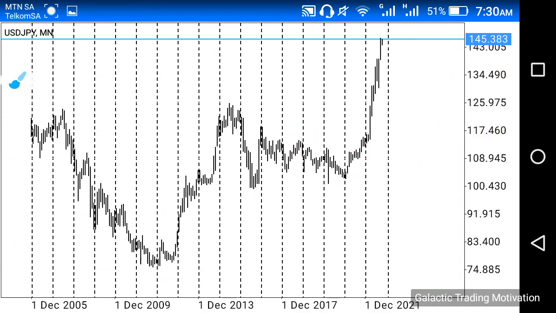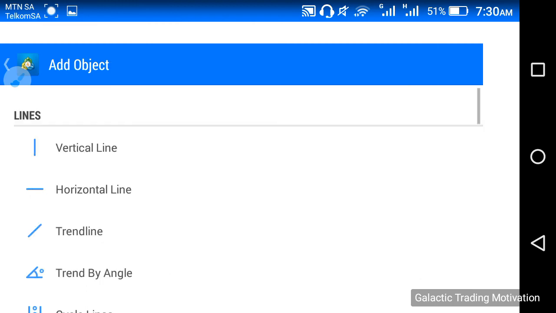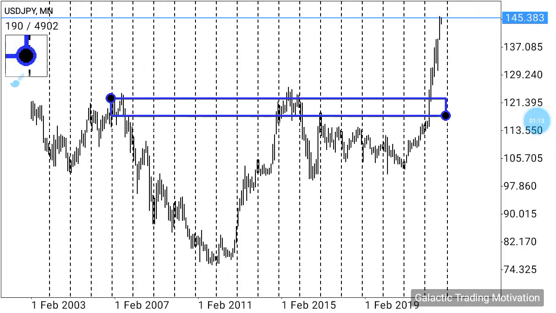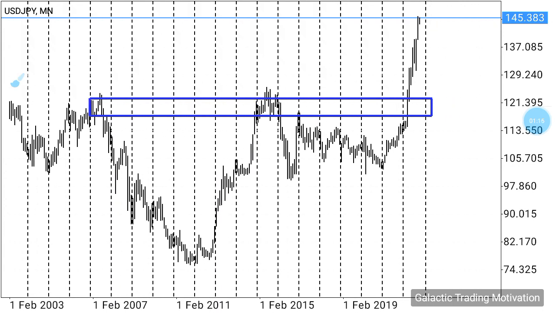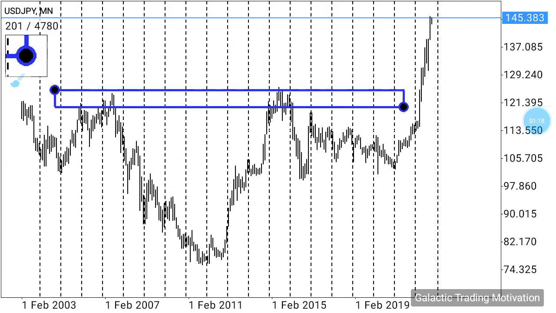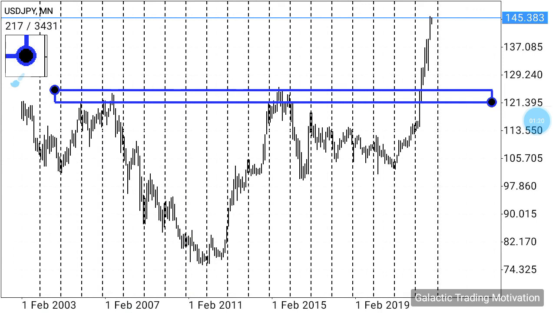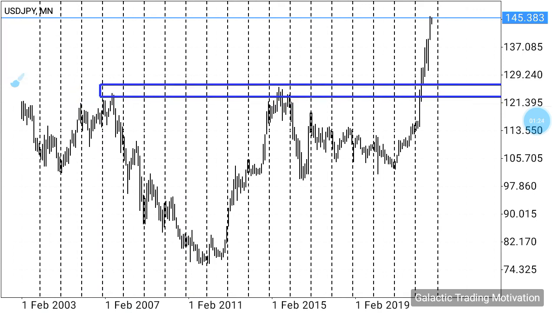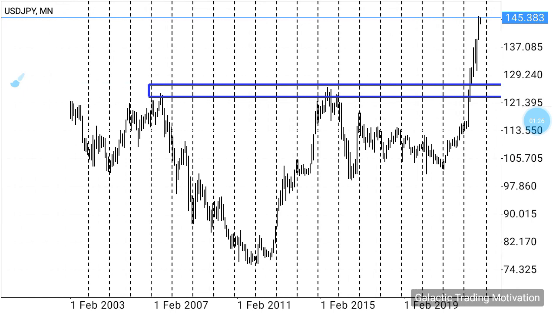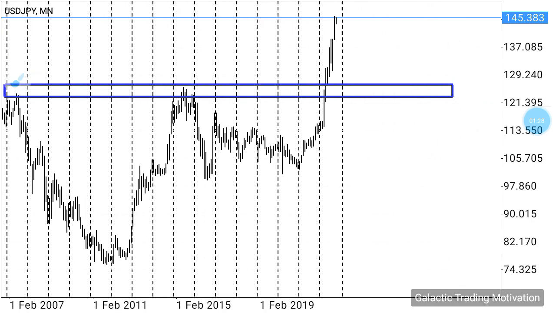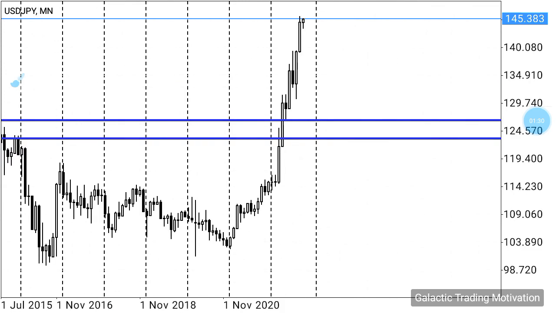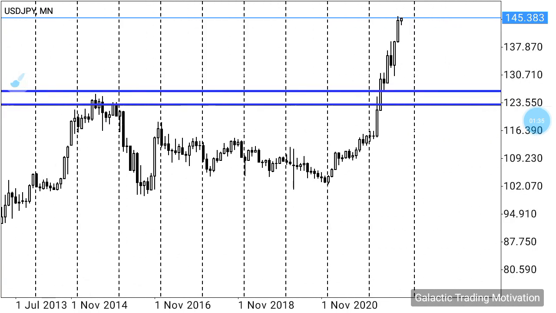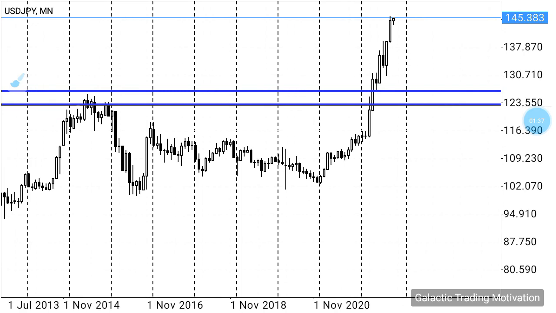So what I'm going to do now is just add a neckline to that structure. Just bear with me, guys, while I add my neckline, and we could say that more or less this is our neckline. And just remember that necklines are an area and not so much an actual line, right? Anyway, let's proceed. So what else do we see, guys, in regards to the monthly chart of USD JPY?